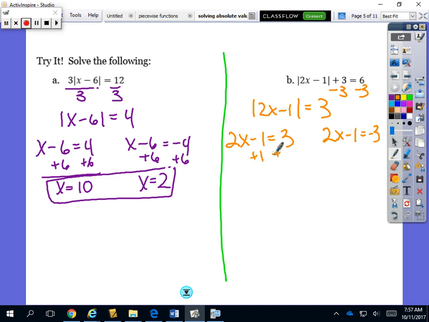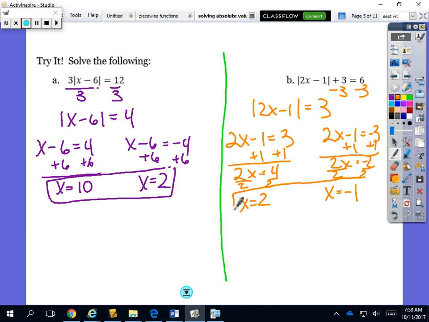Add 1. 2x equals 4, and divide by 2. X equals 2. Add 1 and divide by 2 on this side. Let's check those. So if x is 2, 2 times 2 is 4, minus 1 is 3, plus 3 is 6. If x is negative 1, 2 times negative 1 is negative 2, minus 1 is negative 3. Absolute value of negative 3 is 3, plus 3 is 6. So those are good.